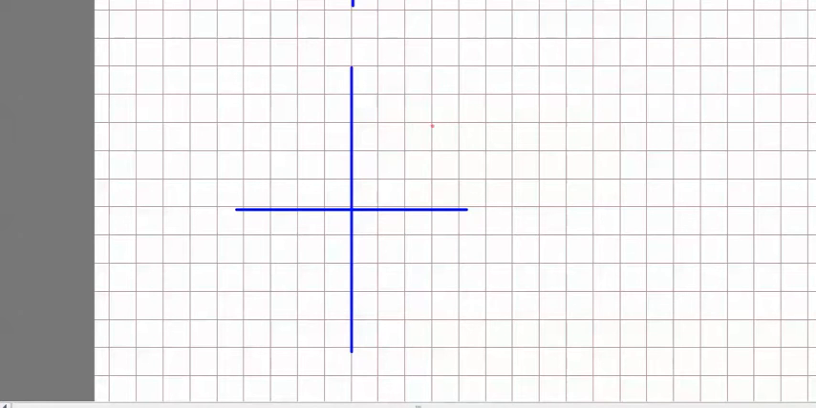When we look at points on our XY coordinate plane, we are looking at an x and a y coordinate. This is the x coordinate, and the y represents the y coordinate.